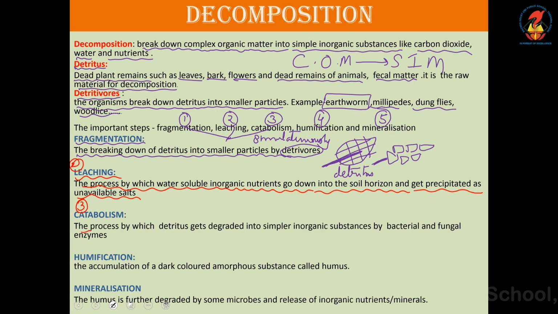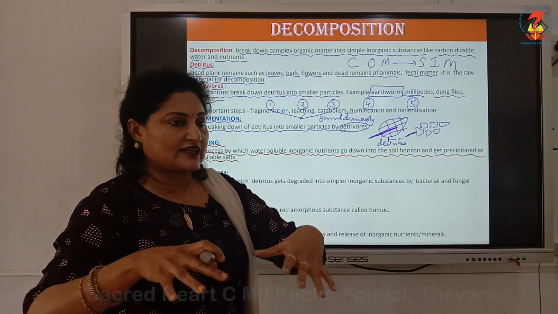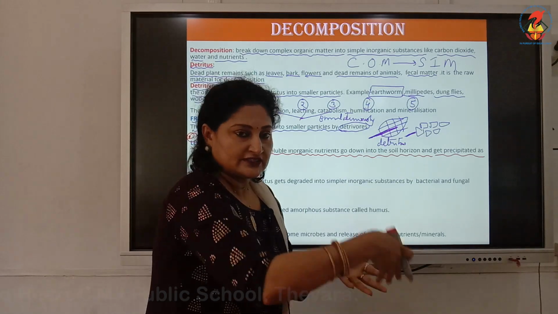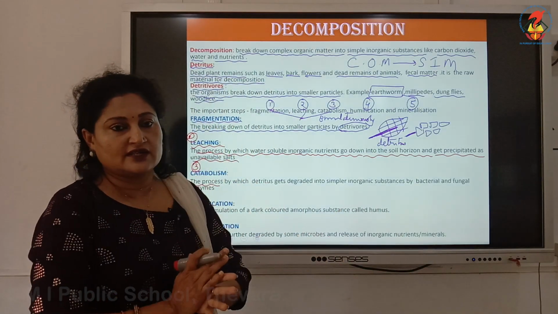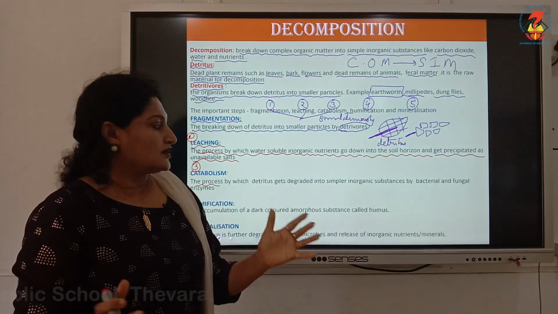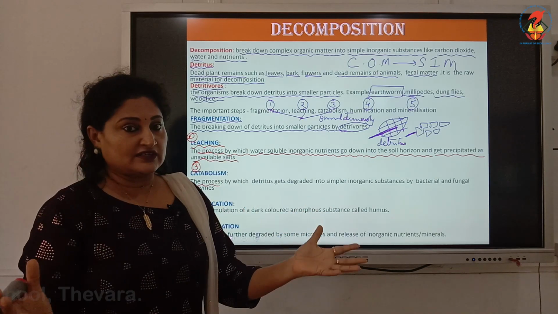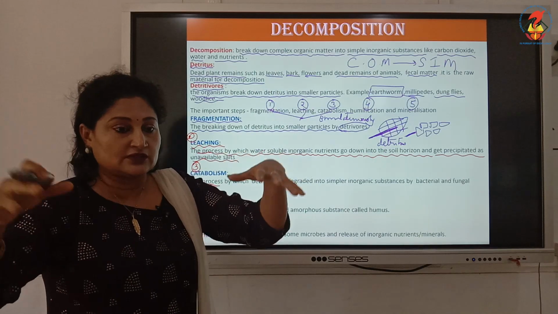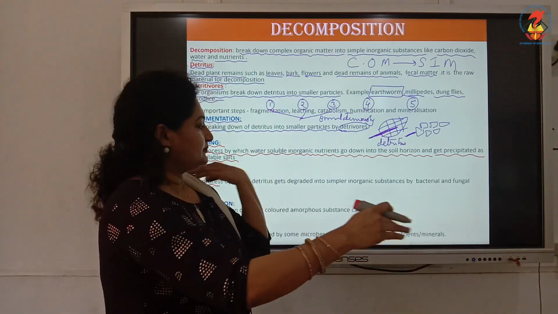Third, catabolism. Now, it has reached a very favorable place. It occurred on the surface, fragmentation, as well as because of leaching it has gone to the soil horizon, deep into the soil strata. There we have our microbes, namely the bacteria and fungus, which enable further decomposition. So they need not come onto the surface to do the decomposition. Due to leaching, it's brought down.